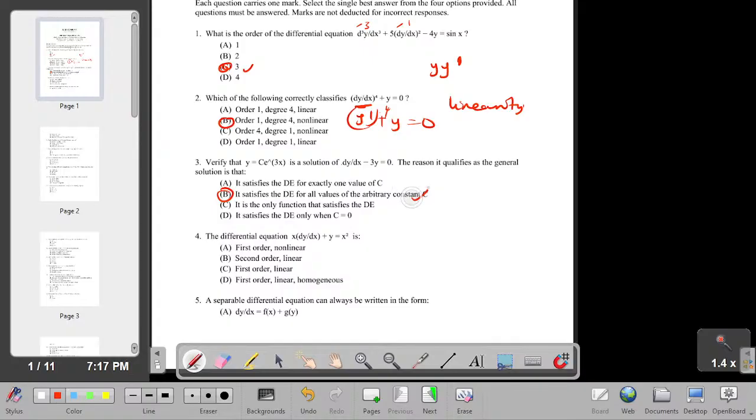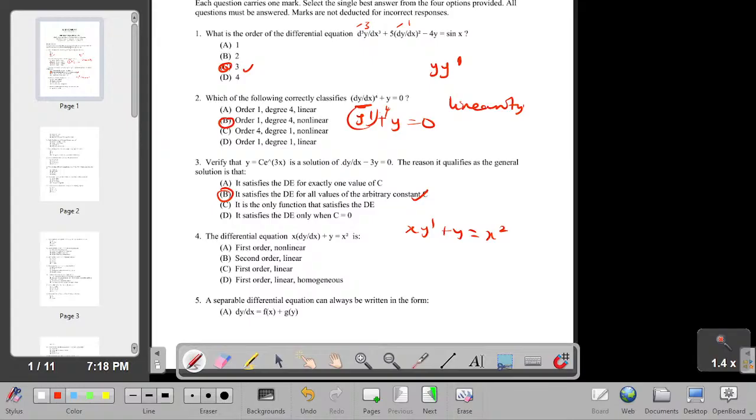Like this. The differential equation x multiplying dy/dx plus y is equal to x squared. So if you have x y prime plus y is equal to x squared, this differential equation is A. first order and non-linear, B. second order and linear, C. first order and linear, or D. first order linear homogeneous. So please, this is very simple for you to solve.